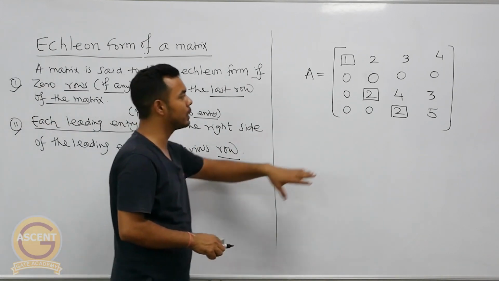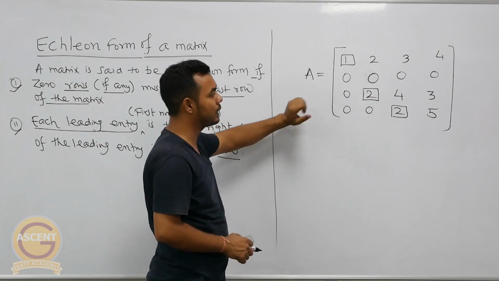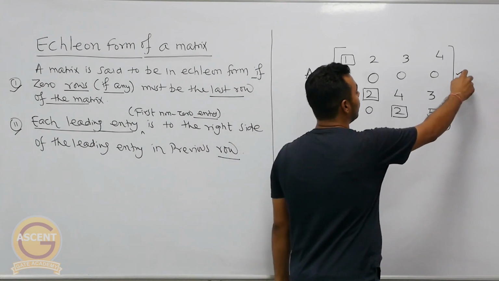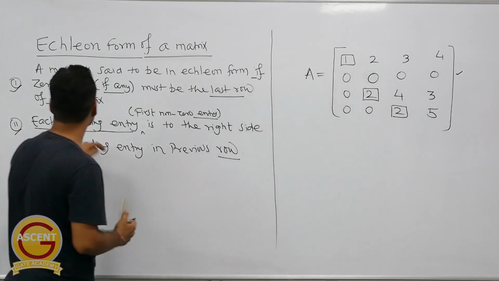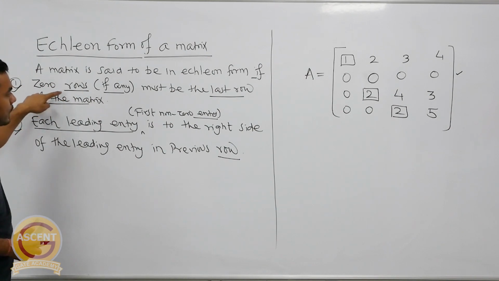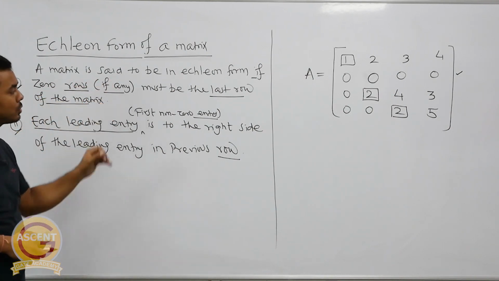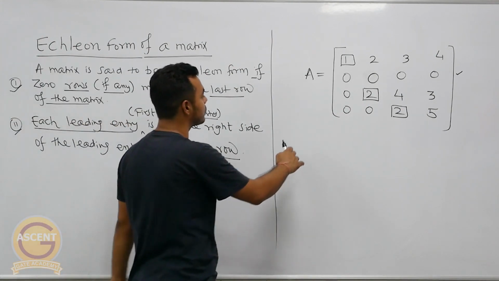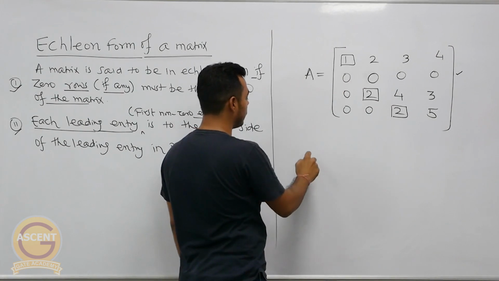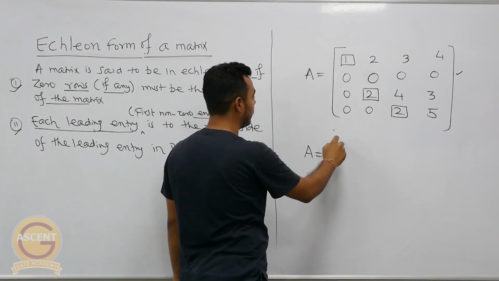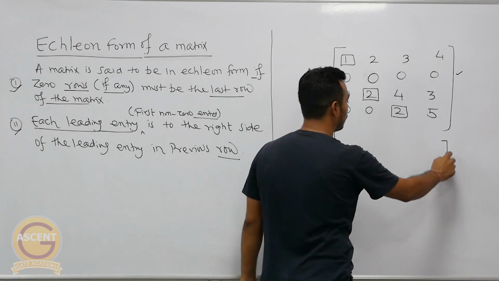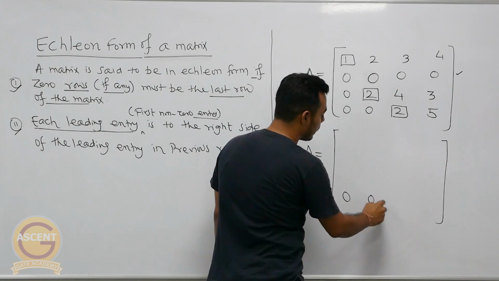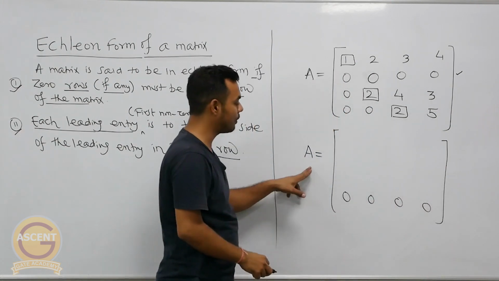See, if I ask you whether this matrix is in echelon form or not, the answer is this matrix is obviously not in echelon form. The reason is R2 is completely 0 and this is not the last row. A matrix is in echelon form if 0 row is the last row. If there is any 0 row, then it has to be the last row. And second condition, each leading entry is to the right side of the leading entry in previous row. So I am going to interchange some of the rows of this matrix, and then we will see whether this matrix is in echelon form or not. First I am going to make this R2 the last row. So this will be the last row of matrix A.